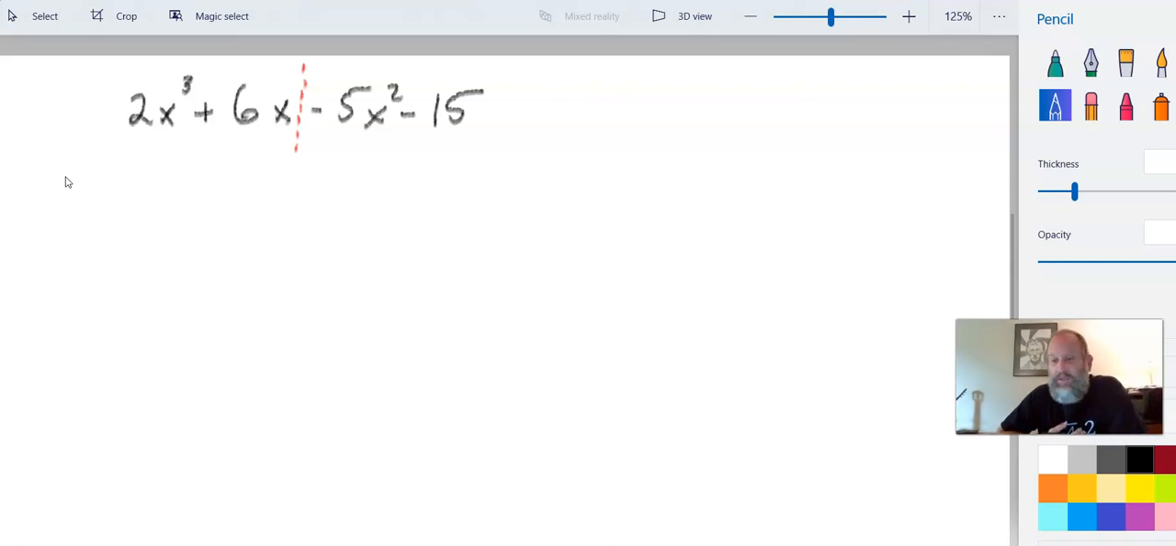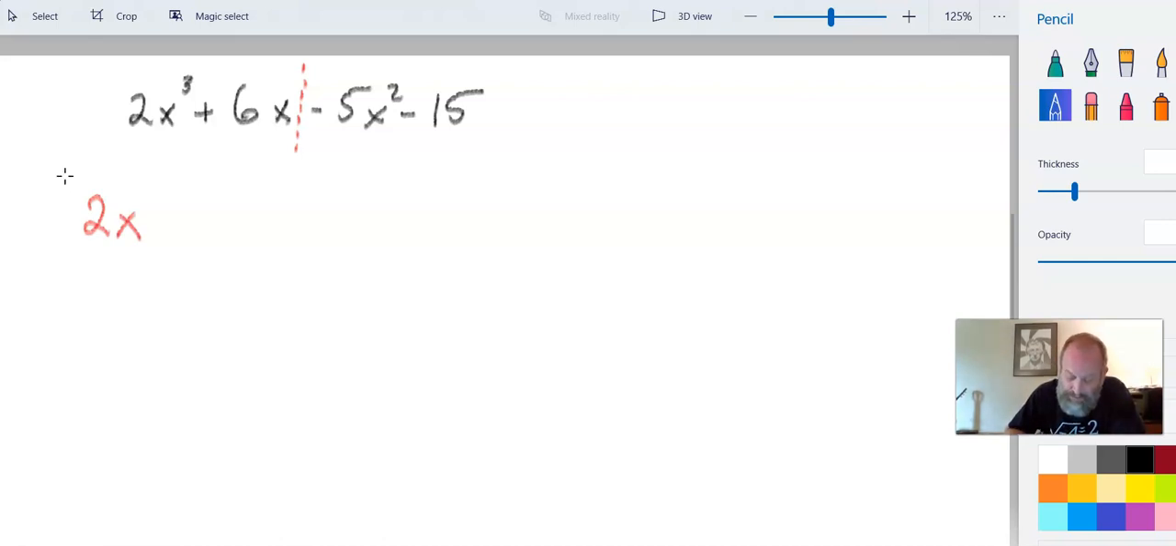And then I'm going to ask myself, what's the common factor in the front? And looking at this, between 2 and 6, 2 is common, right? 2 goes into both of these. So that means there's going to be a 2 in here. But I also have x's in both terms. I can get up to 3 out of this term, but I can only get 1 x out of this term. So that means the common factor is just x.